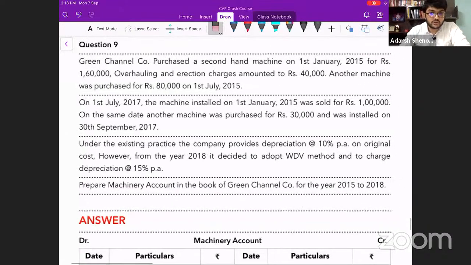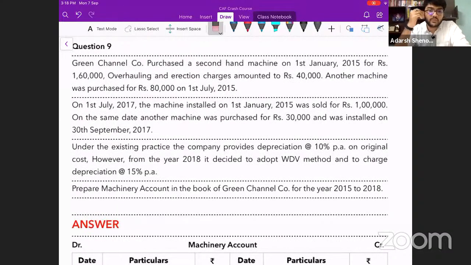Mark this very important. Green Channel Company purchased a second-hand machine on 1st January 2015 for 1,60,000. Overhauling and erection charges amounted to 40,000. Can you tell me the cost of the asset? How much is the cost of the asset? 2 lakh rupees is the cost of the asset.